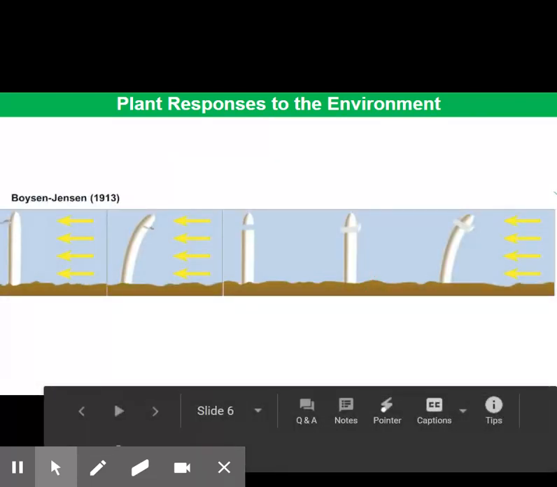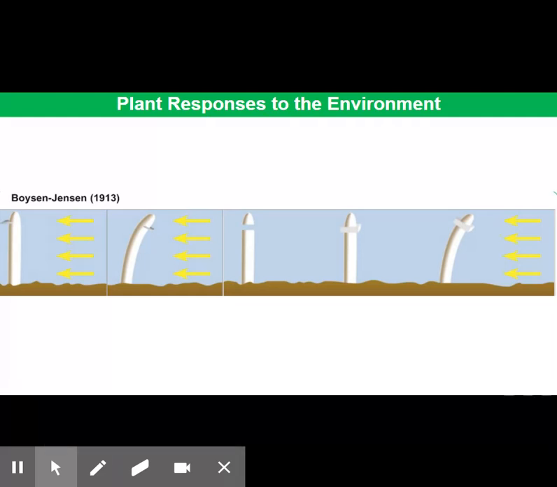Now, a little later on, in 1913, Boysen-Jensen did a series of experiments to help further our understanding of the action of auxin. Boysen-Jensen used two different materials, one which was impermeable to water and the other that was permeable. First of all, he used mica, which is not permeable, and he inserted a sheet of mica through the shaded half of the coleoptile, and this stopped the curvature response, and that's what's being shown in that first diagram.